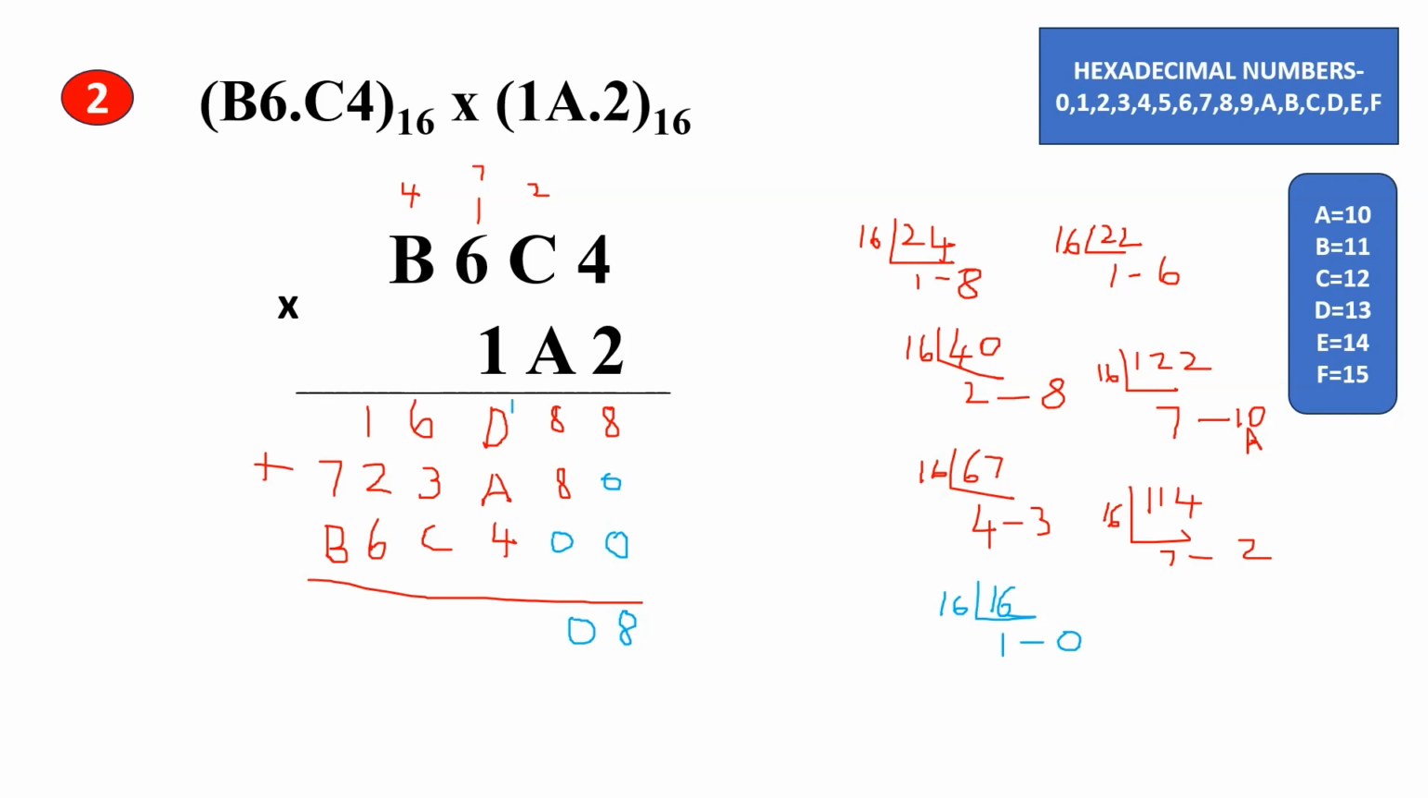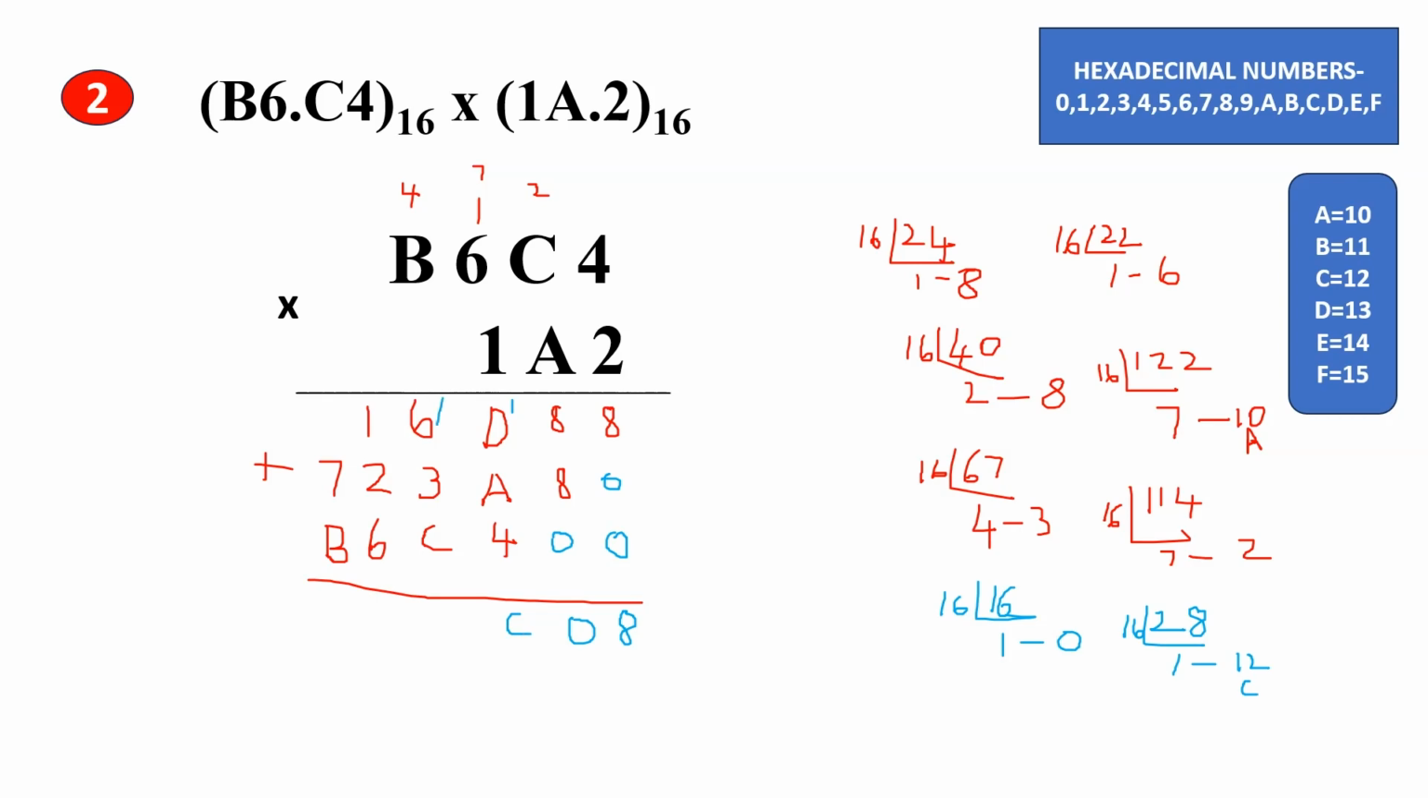Next, D plus A plus 4. D is 13, A is 10, plus 4, then plus this 1, the carry 1. So you get 28. To make it hexadecimal, divide by 16. So you get the quotient 1 and the remainder 12. 12 represents C. So you can write the C here and carry 1 here.